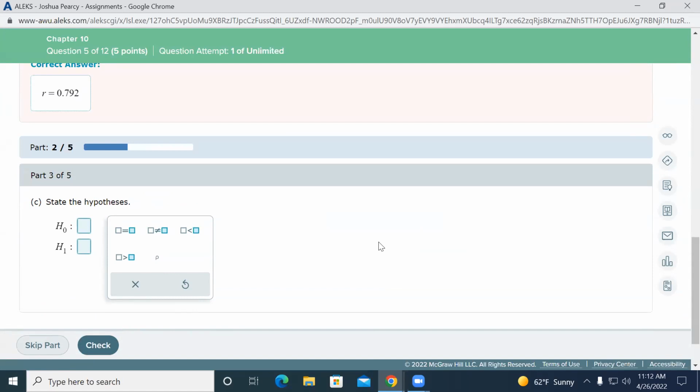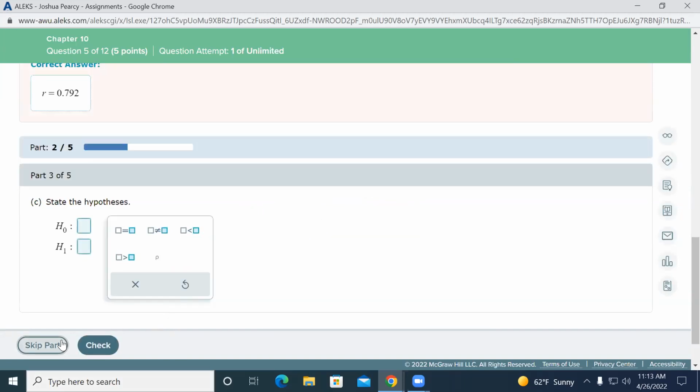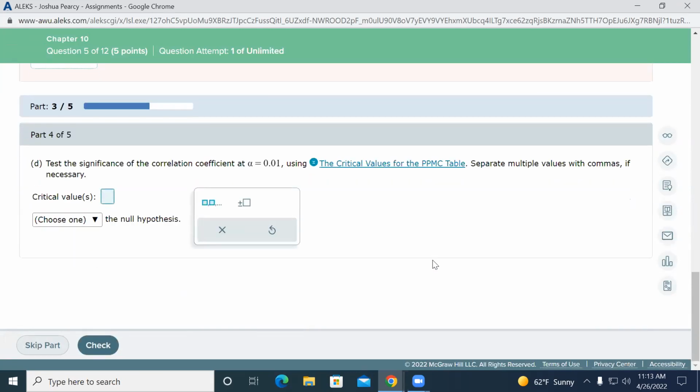So the null hypothesis is there's no linear relationship. So what value is equal to 0? Rho, yes. And what is the alternative? There is a linear relationship, or yeah, rho does not equal 0. Oh, skip it. See, this is the good part about being a teacher, I don't have to do it.